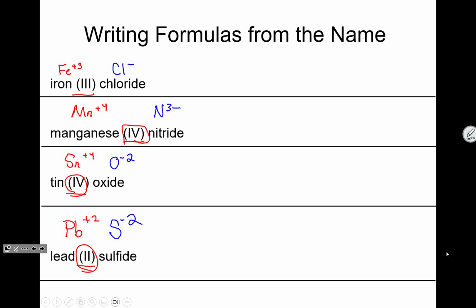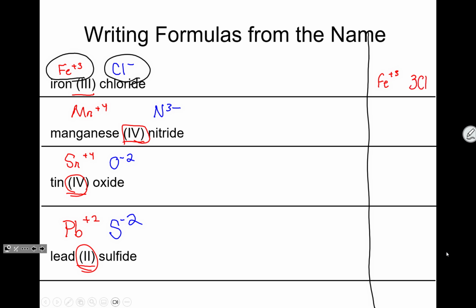So now, just like in the last video, we're going to write these for charge balance. And here I have iron with a +3 and chloride with a -1. Lowest common multiple is 3. So I want a total of +3 from the cation and a total of -3 from the anion. We have Fe +3, one of those, and then to balance that charge, we need 3 chloride anions. So this is FeCl3.